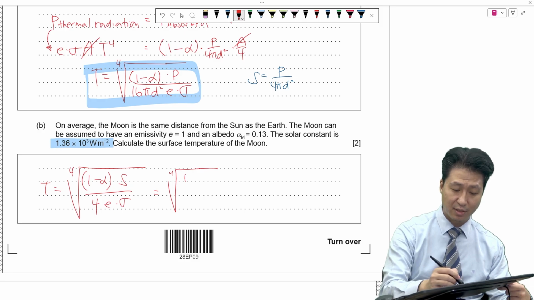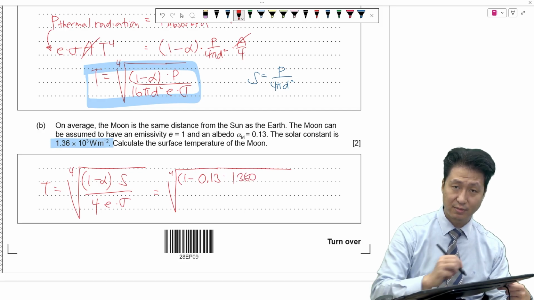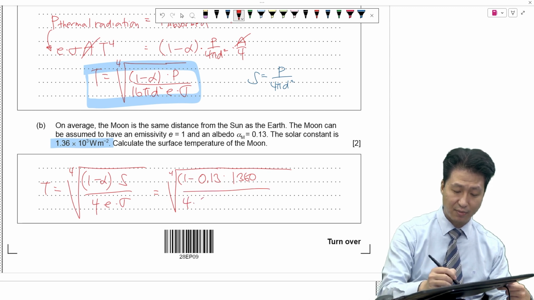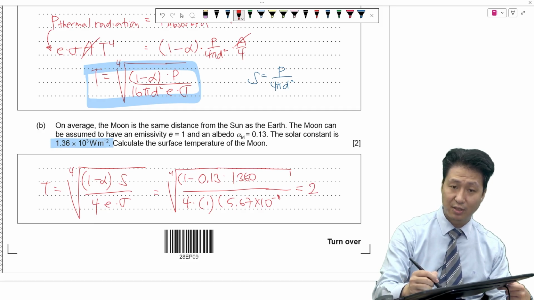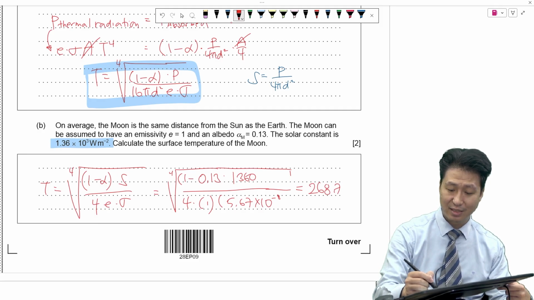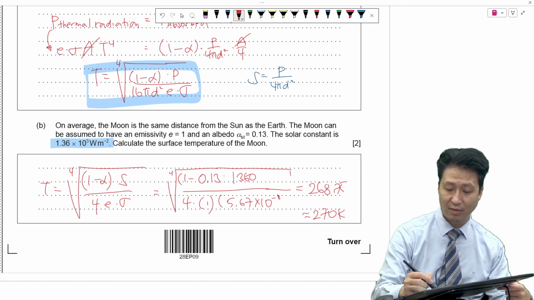This becomes 1 minus 0.13 times the solar constant, 1360, divided by 4 times emissivity, which is 1, and the Stefan-Boltzmann constant, 5.67 times 10 to the negative 8. This will lead us to an answer of approximately 268.75. Of course, we have to round, approximately 270 Kelvin.